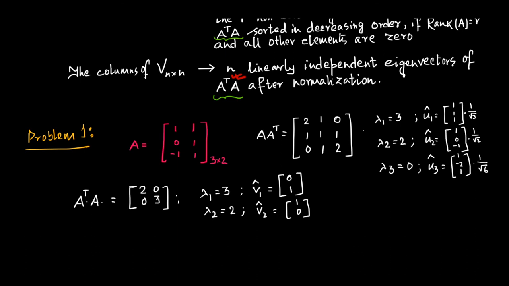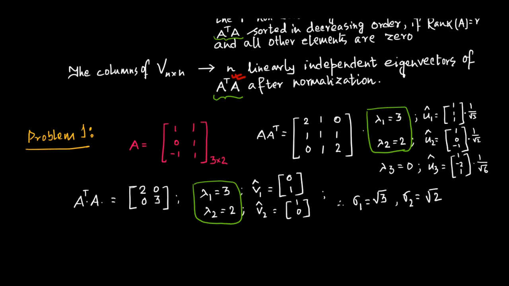So that means we got everything. Now what remains? We need to find the singular values. Clearly, if you look at the eigenvalues here, the eigenvalues are 3, 2. Therefore, the singular values will be sigma 1 equals square root of 3 and sigma 2 equals square root of 2. So I got everything: the columns of U, the columns of V transpose, and the leading diagonal elements for sigma.